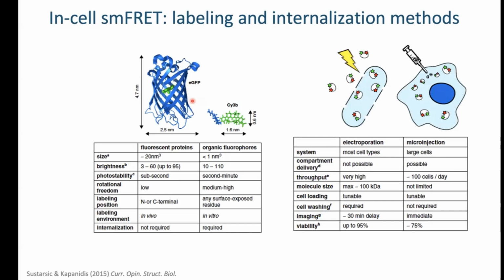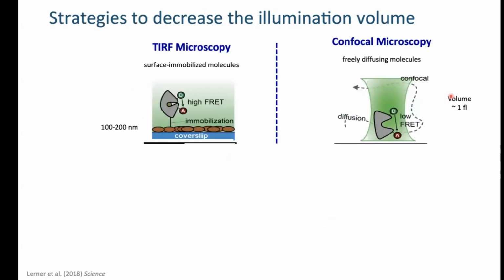In this case, it requires recombinant expression in bacteria and then double labeling. For example, this lab has been introducing small amounts of this double-labeled protein into mammalian cells by microinjection, and then performing these measurements in the cell. But so far, again, most of the experiments have been performed in vitro. One of the challenges to perform single molecule FRET is that you need a small illumination volume in order to detect one molecule at a time.